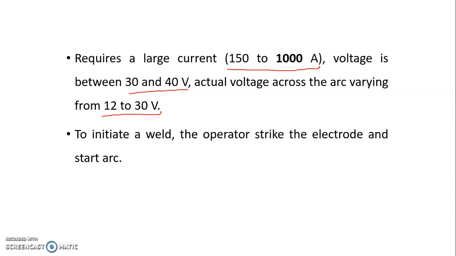To initiate a weld, the operator strikes the electrode and starts the arc. The operator briefly touches the tip of the electrode to the workpiece and quickly raises it to a distance that will maintain a stable arc. The intense heat quickly melts the tip of the electrode wire, the coating, and a portion of the adjacent base metal.